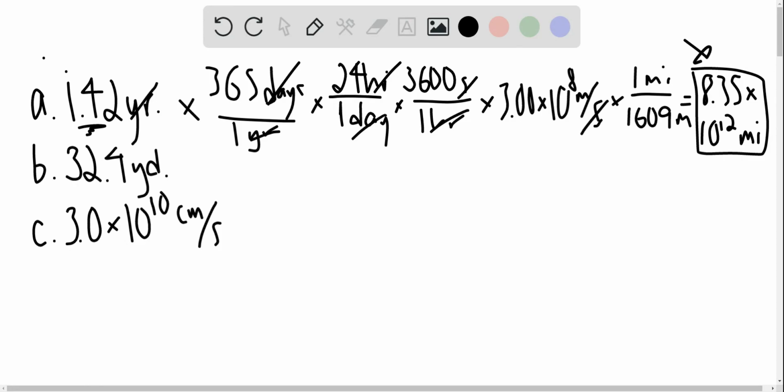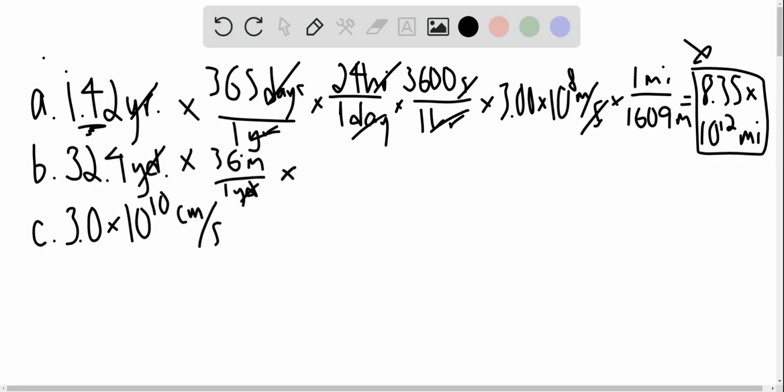Okay. Now let's look at the next question. 32.4 yards to centimeters. So this should be a little fewer steps than the last question. Basically, we're just going to convert yards into inches and inches to centimeters. So how many inches are in a yard? 3 feet, right? And 12 inches per foot, so we have 36 inches per yard. And then yards will cancel out.